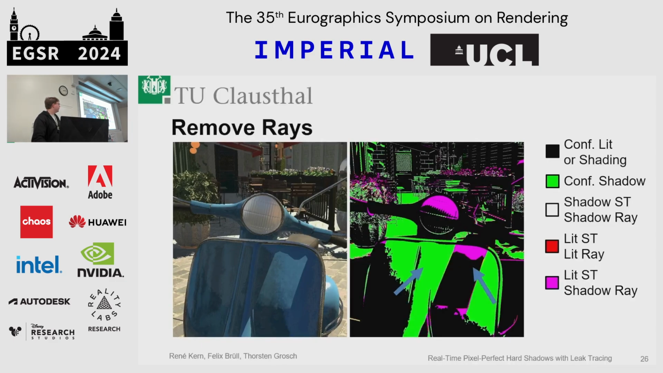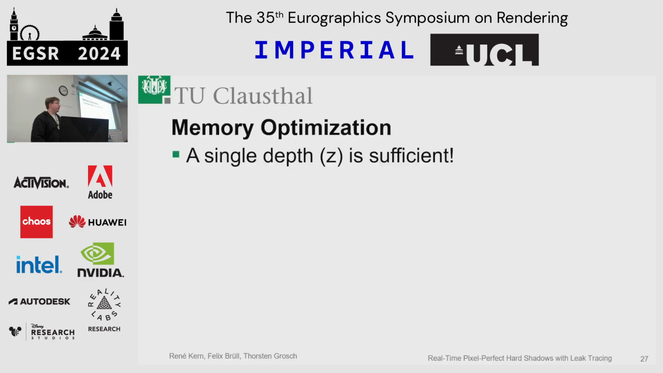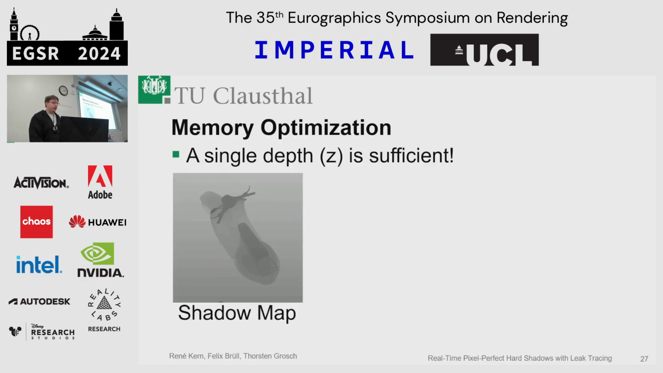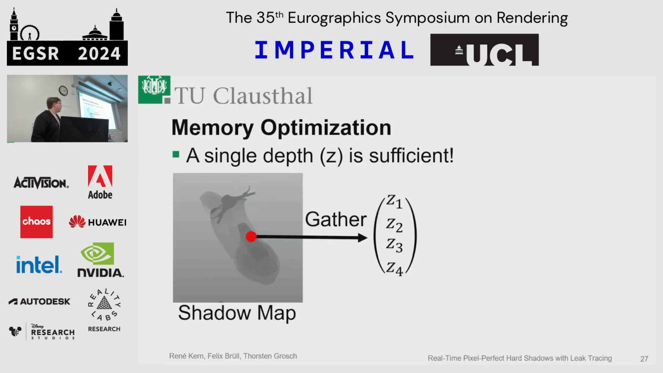And this basically happens instantaneously. So next up, we move to some optimization we also apply to our leak tracing to make it even faster. Normally these filterable shadow maps store more than one depth channel, but this can be quite expensive for sampling and storing. But we noticed that normal bilinear interpolation is sufficient. Therefore, we can replicate a filterable shadow map using a normal shadow map and a gather operation.